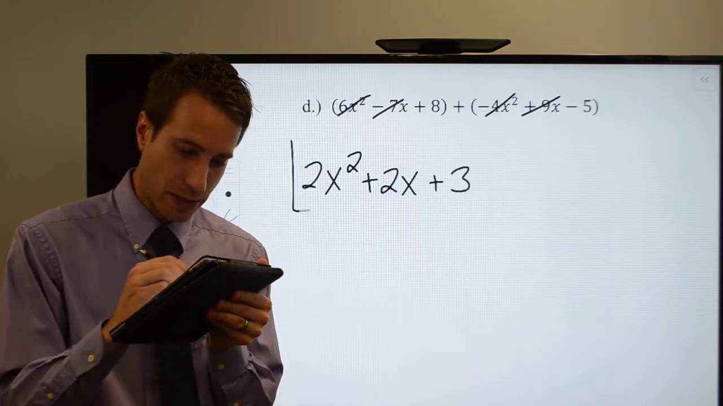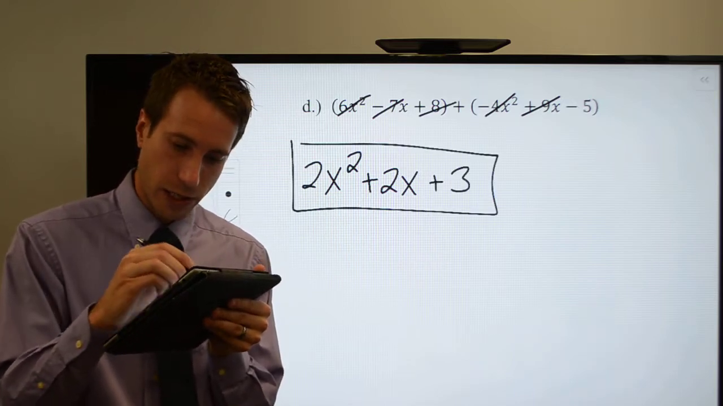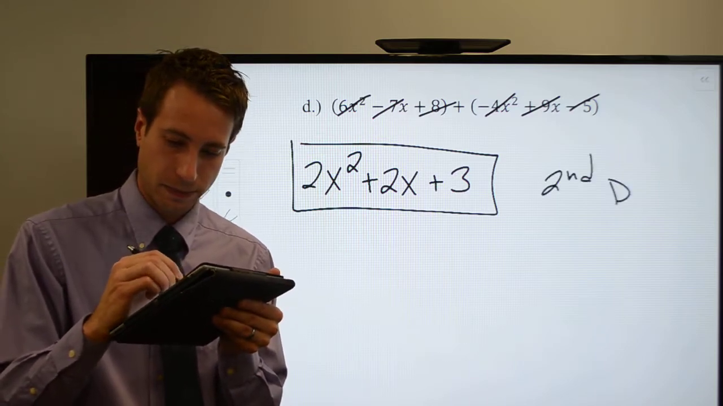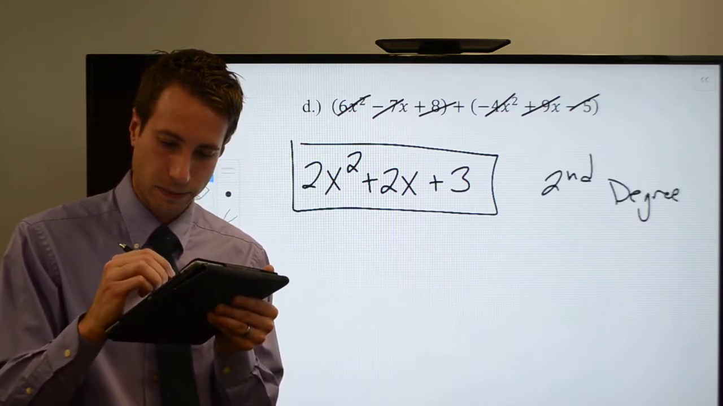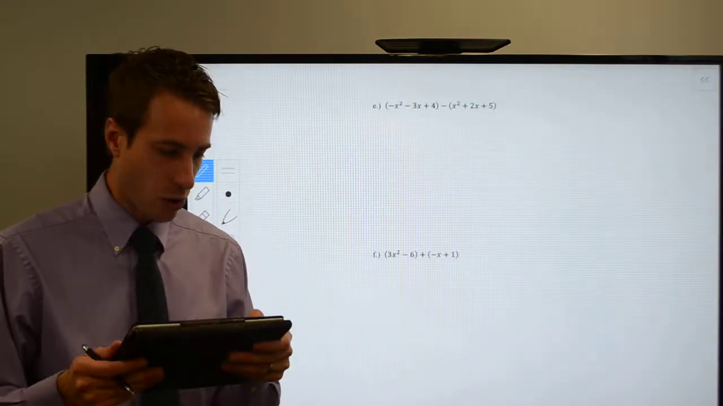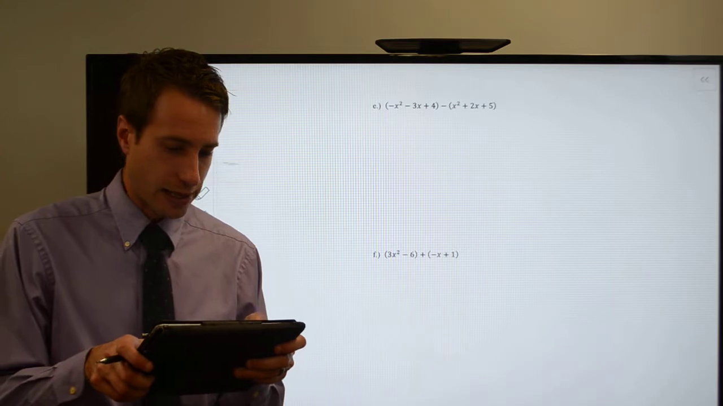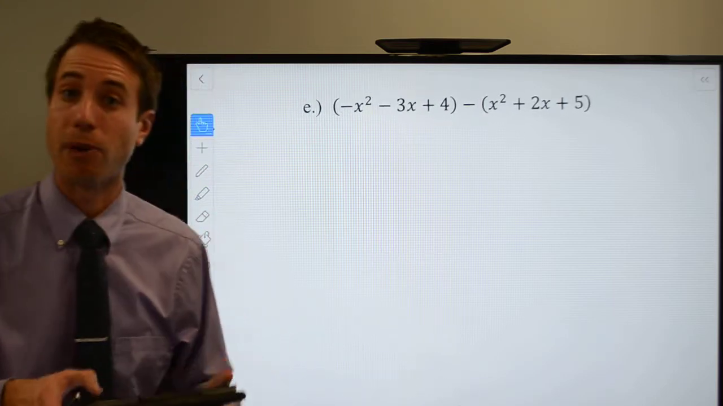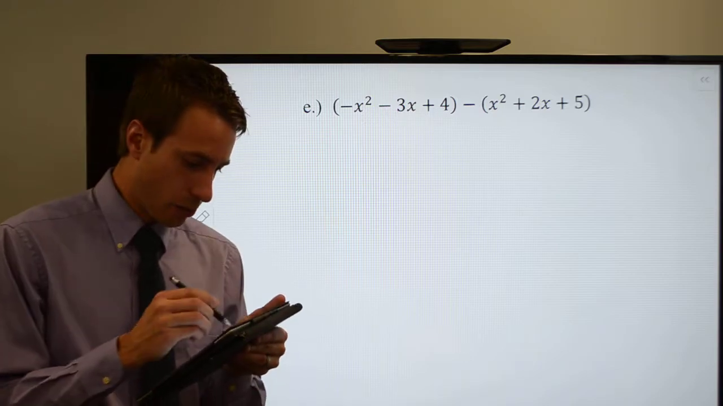All right, so there is my polynomial. Cross them off because I used them. And second degree. Okay. I think I got just a couple more here on this next page. We'll go ahead and knock these out real quick, and then we'll move on to multiplying polynomials. So, 2 more.